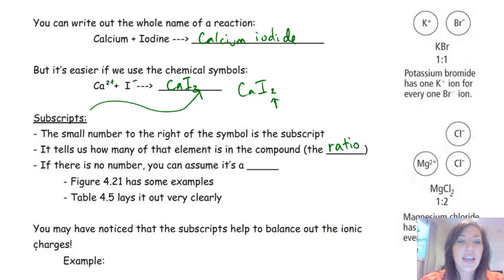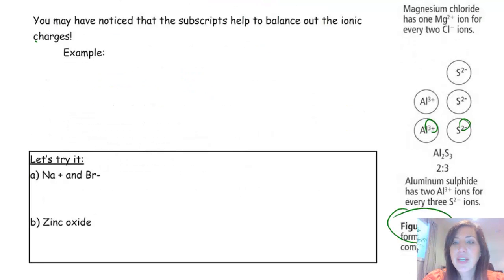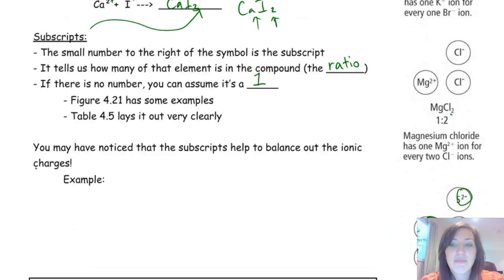So let's look at this one. Calcium has no subscript, so we can assume that's just a 1. So there's 1 calcium per 2 iodides. So figure 4.21 has some great examples in your book, and table 4.5 lays it out really clearly. Here is figure 4.1 on the side, and we see that if we have 6 positive aluminums and we have 2, 4, 6 negative sulfides, then we can put that there are 2 aluminums per 3 negative sulfides.